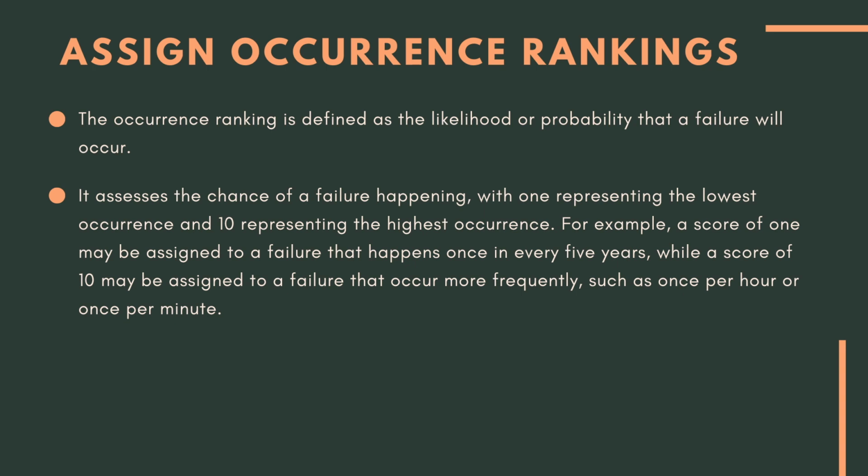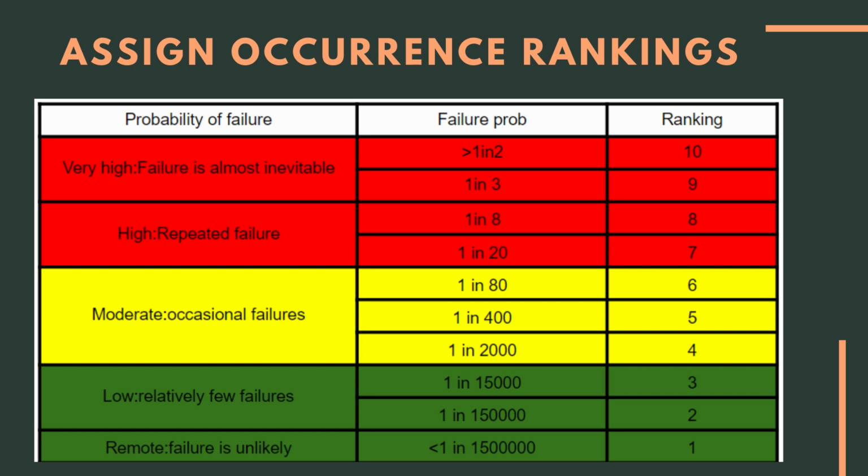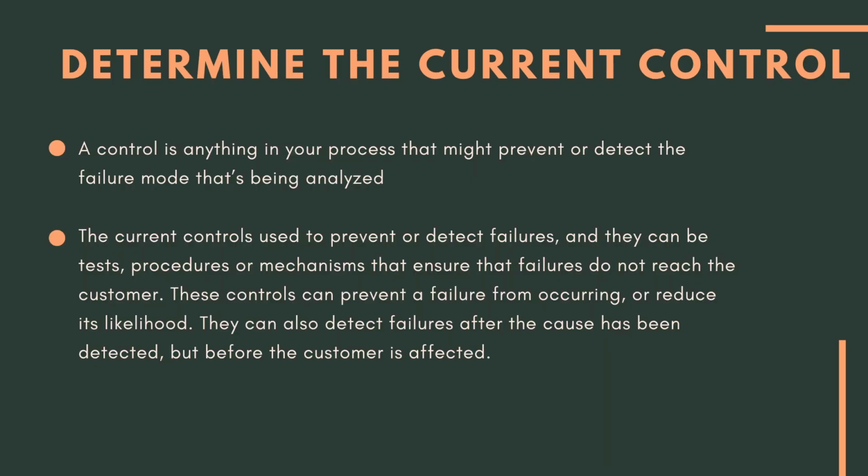The occurrence ranking is defined as the likelihood or probability that a failure will occur. It assesses the chance of a failure happening, with 1 representing the lowest occurrence and 10 representing the highest occurrence. For example, a score of 1 may be assigned to a failure that happens once in every 5 years, while a score of 10 may be assigned to a failure that occurs more frequently, such as once per hour or once per minute. The next step is to determine the current control.